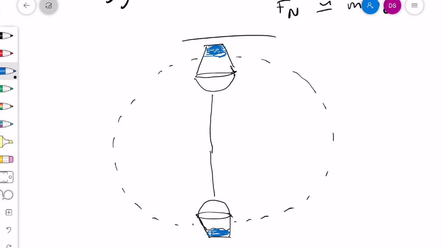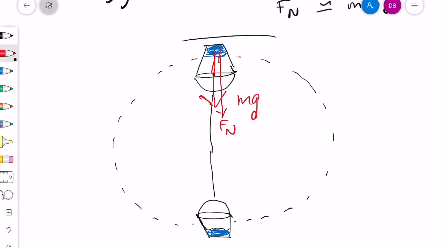So to analyze this, let's apply Newton's second law. Consider the forces acting on the water. One force is the weight of the water acting vertically downwards, mg. Another force is the normal force, which is exerted by the bottom of the bucket. When the bucket is upside down, the bottom of the bucket is above the water, so the normal force acts down on the water.